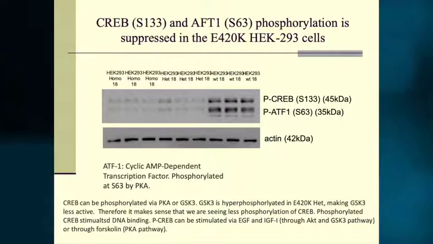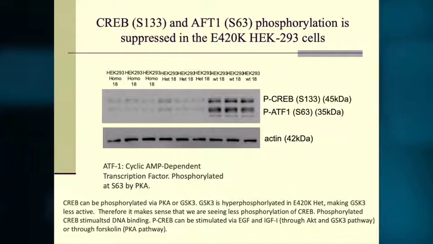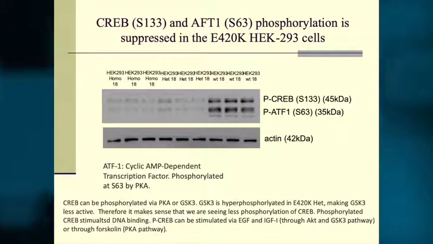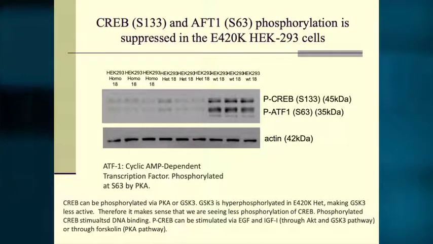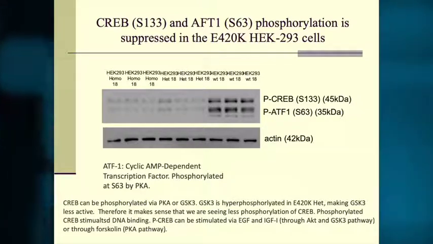And again, here this is the heterozygous and homozygous. We're seeing hyperphosphorylation of both CREB and ATF1. And so this basically means we need to go in and explore the changes in the mRNA levels. And we're positioned to do that as well. So we can do the RNA-seq with the heterozygous, homozygous, and wild-type cell lines.